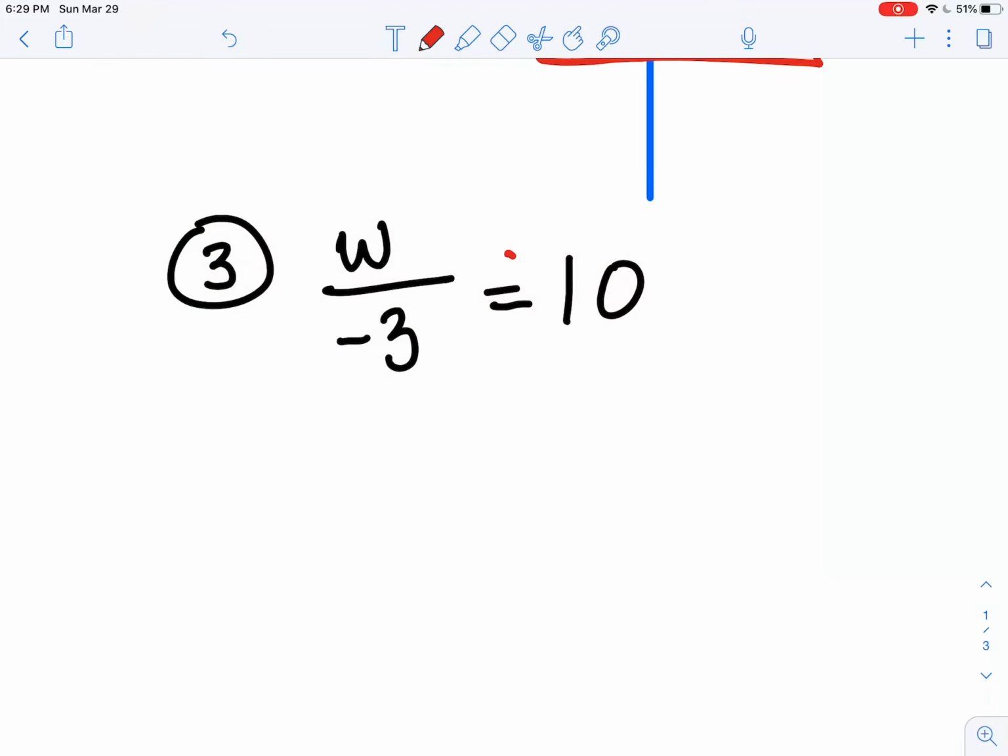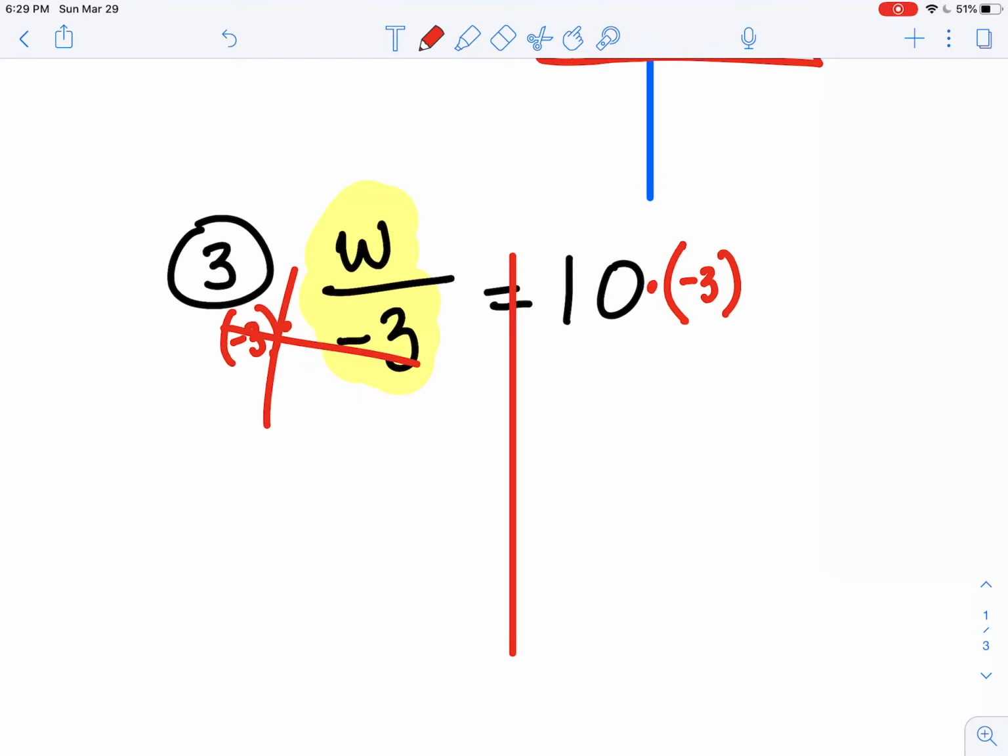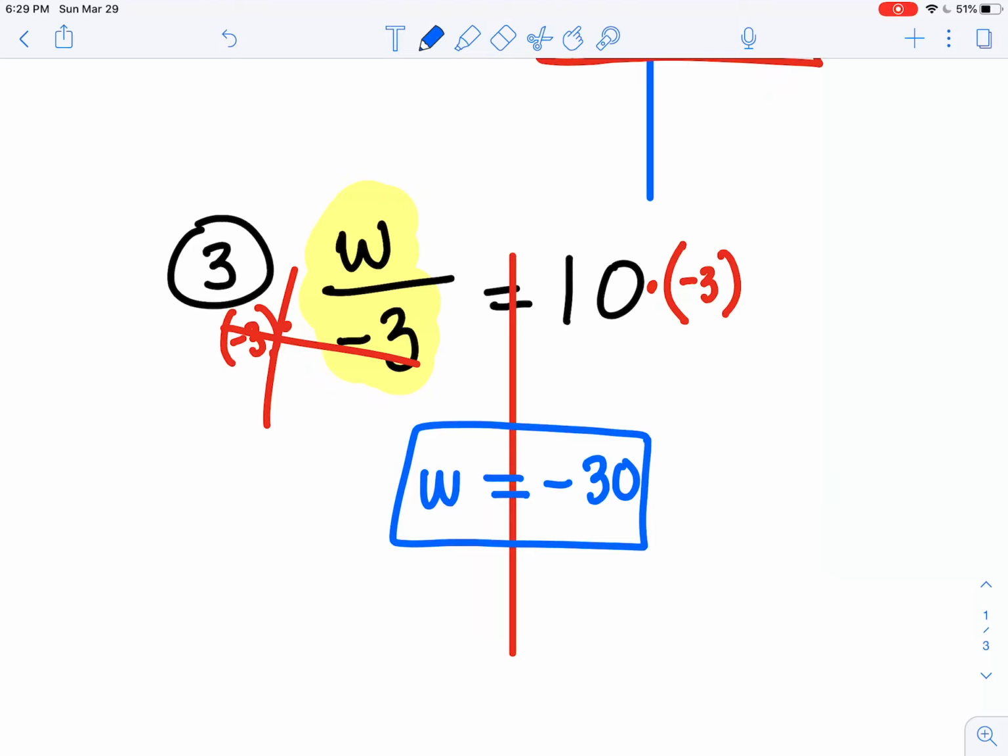Okay. Once again, number 3 is another one-step equation. So there's my line. My variable's on the left side, so I need to get rid of that division by negative 3. The opposite of dividing by negative 3 is going to be multiplying by negative 3. You cannot change that number to a positive. That doesn't make any sense. So multiply both sides by negative 3. On the left, they cancel. I drop down my w equals. On the right, 10 times negative 3 is negative 30.